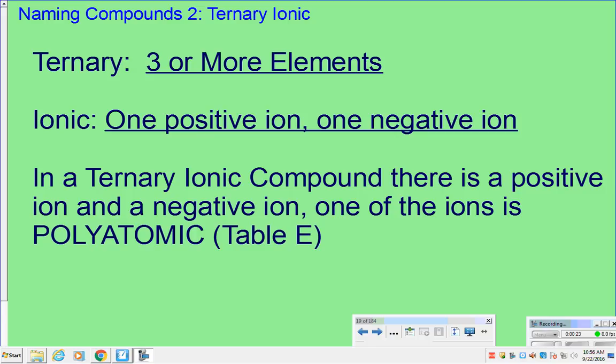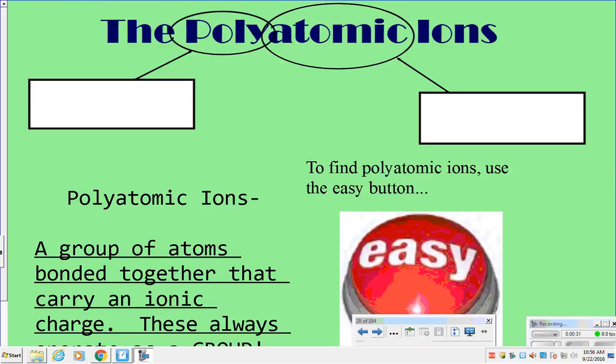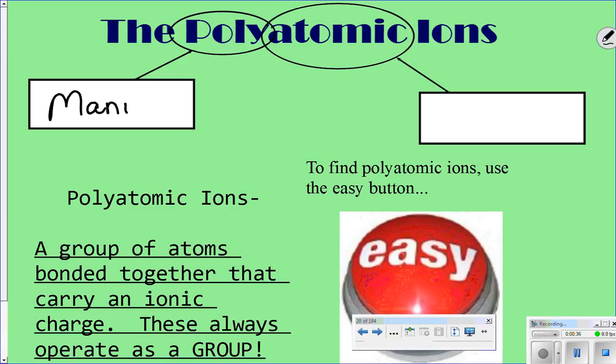One of the ions is something we call a polyatomic ion. So take a moment and look at reference table E on the inside of your reference table. Poly means many, and atomic means atoms. So these are many atom ions. I guess I shouldn't have that S there then.